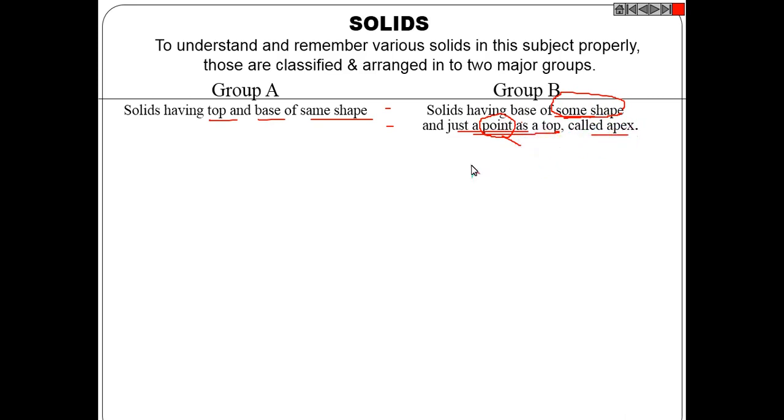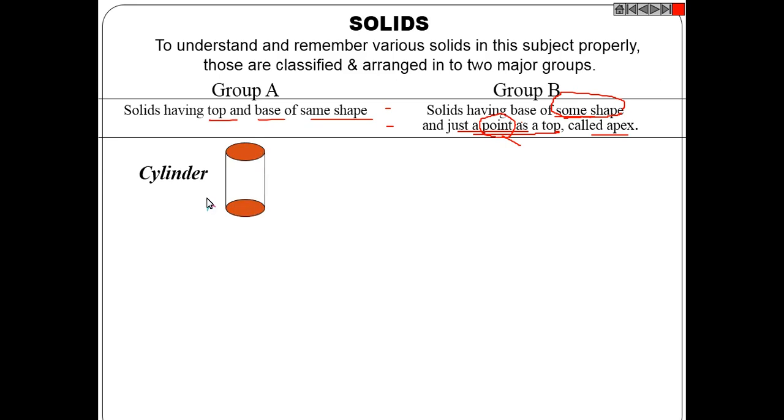In this case we will discuss some examples or types. You can see a cylinder. For example, the bottom surface and the top surface are both the same. Whenever you have the bottom and top surface the same, we can call that one type of solid. This comes under group A. Top and base, this is the top and this is the base. Both are of the same shape.